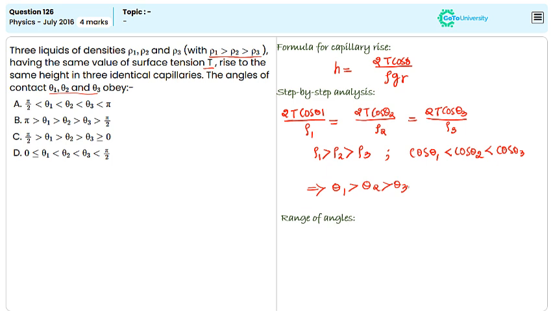Thus, for capillary rise to occur, the range of θ should be greater than or equal to 0 and less than π by 2. Therefore, θ3 is greater than or equal to 0 and less than θ2, which is less than θ1, which is less than π by 2. Therefore, the correct answer is option D.